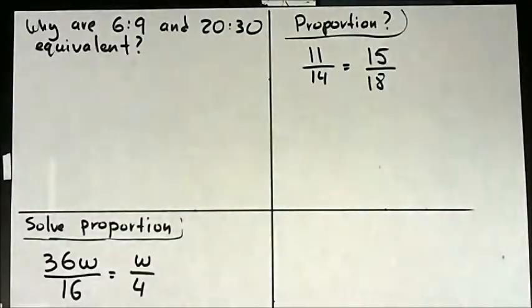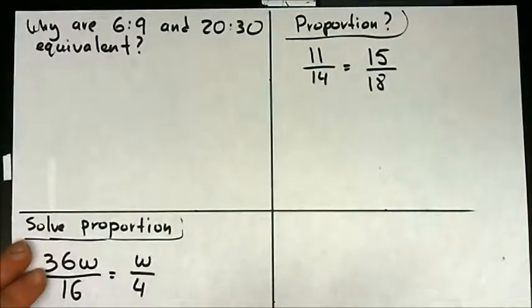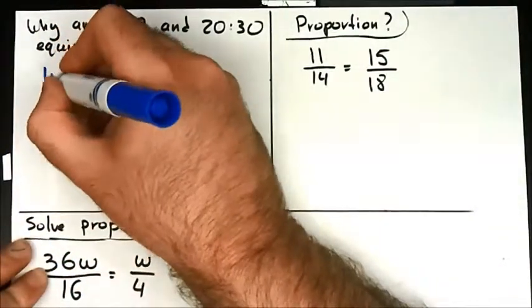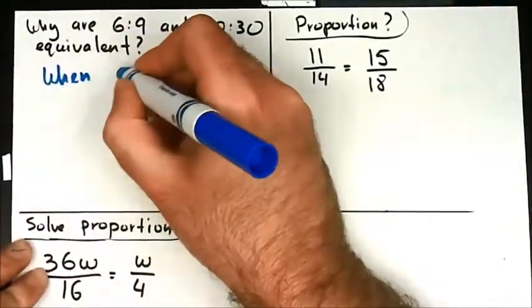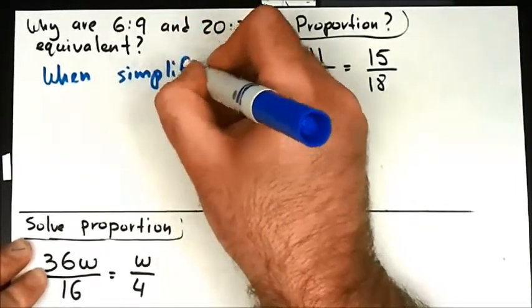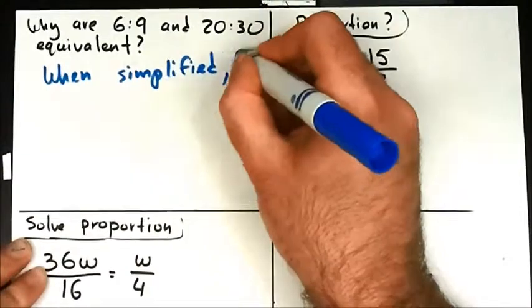Alright, next up we have, why are 6 to 9 and 20 to 30 equivalent? Can someone tell me that? Why are these two ratios equivalent? Because if you simplify them down, they're both the same thing. So when simplified, they are identical.